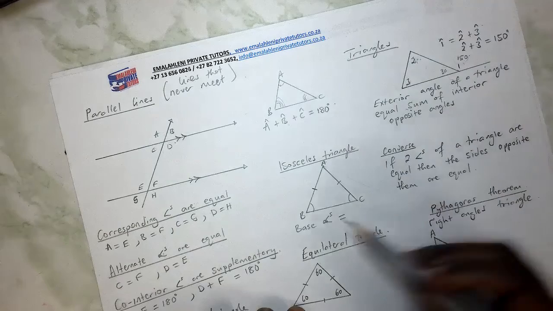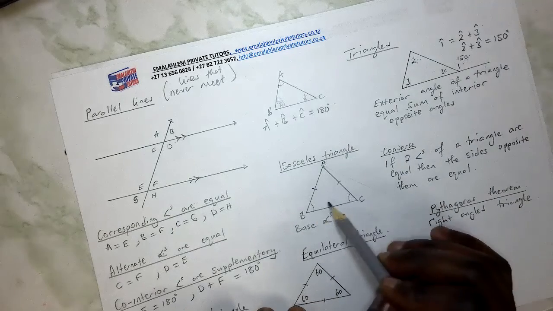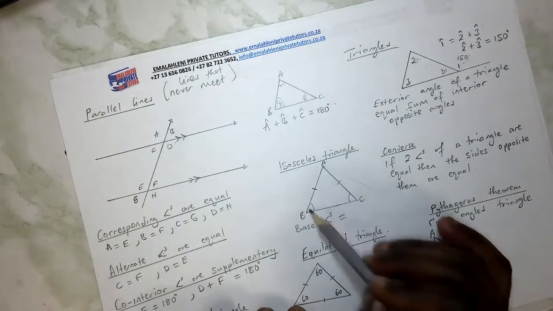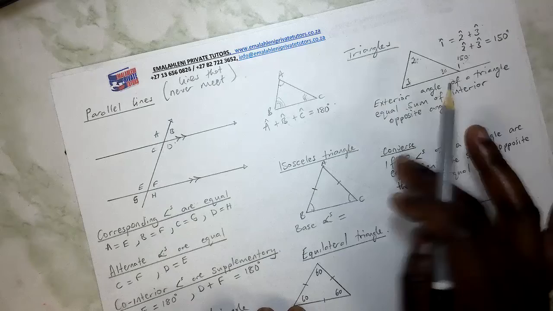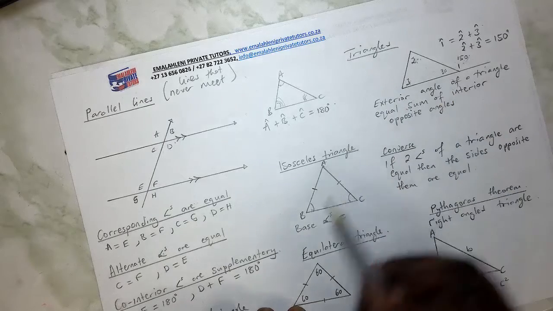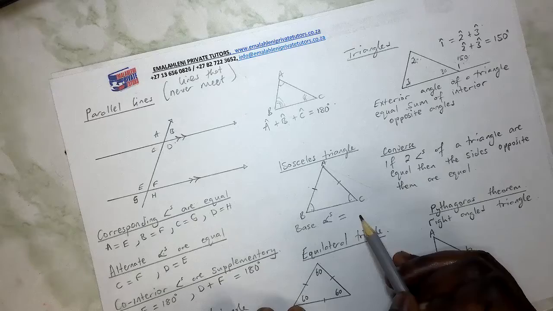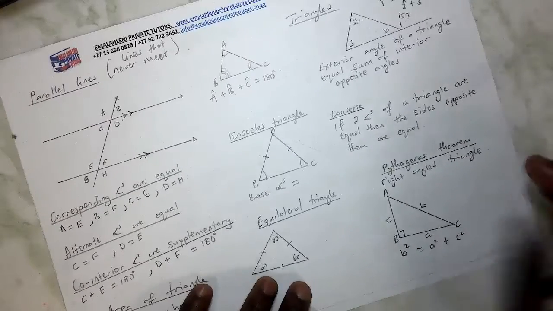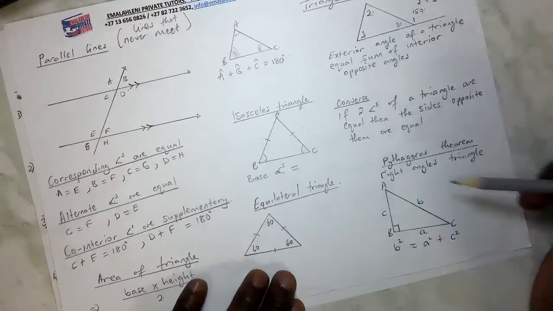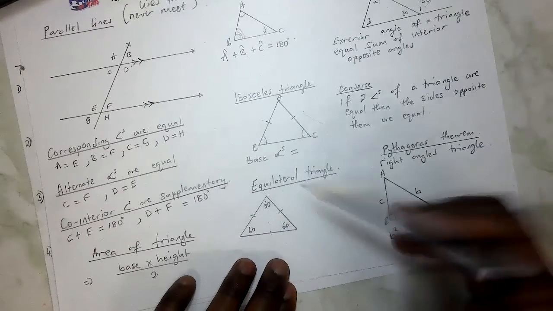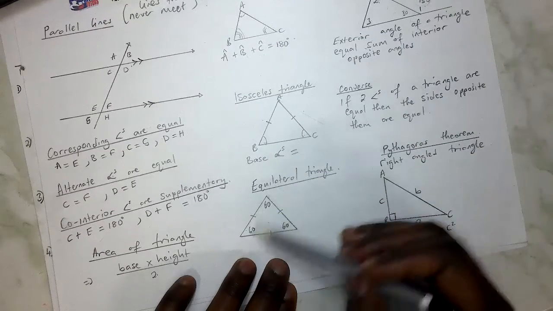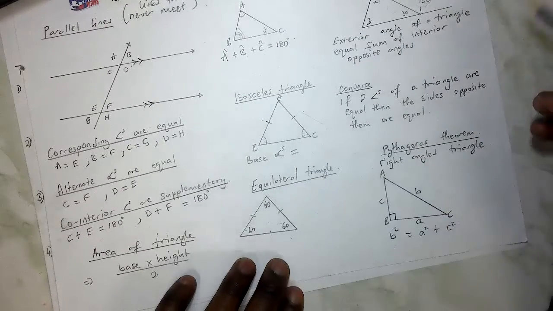Now let's move on. Isosceles triangle. In an isosceles triangle, the base angles are equal. Also the converse: if the base angles are equal, then the opposite sides should also be equal. These are the things you must connect when you are dealing with questions in Euclidean geometry. Another thing, the equilateral triangle: all the sides are equal, and the interior angles are equal, each of them being 60.